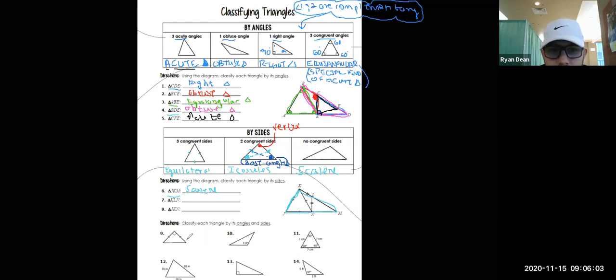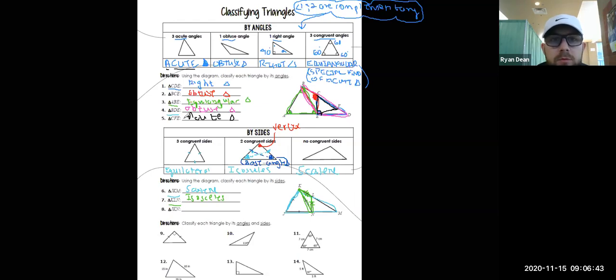Number 7, KLN. Go K, L, N, and then back to K. So it's just a green triangle here. We have 2 hash marks from K to L, and we have 2 hash marks from L to N. So that tells us right away that we have two congruent sides. K to N only has one hash mark, so it's not going to be congruent to KL or LN. So this one's going to be isosceles. So we have an isosceles triangle.